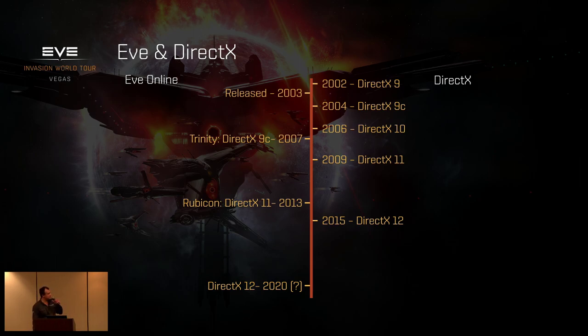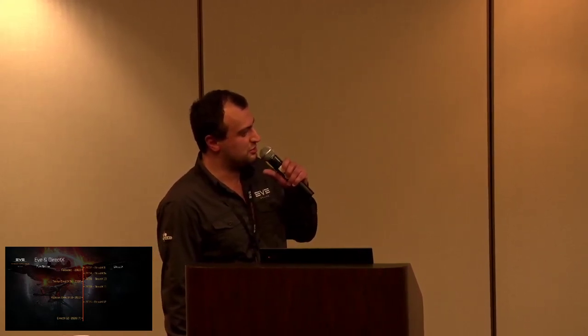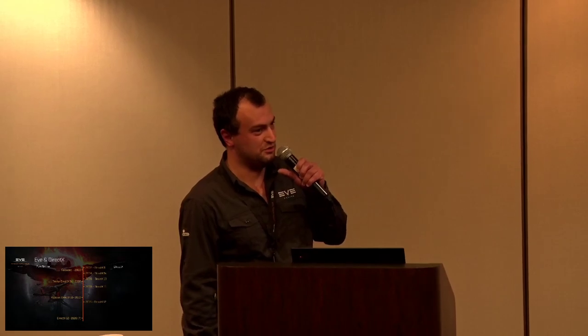Here on the slide, you can see the releases of DirectX versions on the right, and on the left are releases of Eve that had upgrades to DirectX. We released Eve in 2003 with DirectX 9 support. Back in the day, it was a fresh new technology. Then a few years later, we had the Trinity expansion, which was a fairly big expansion for the graphics engine. We reworked a lot of things there, and we added support for something called DirectX 9C, which was the newest version of DirectX. It's sort of like a 9.3 thing, and we're still using that one for the DirectX 9 client up until today.